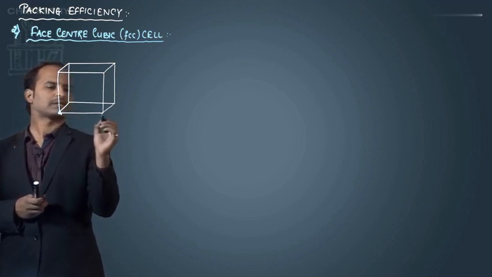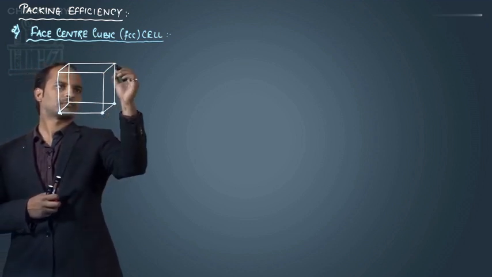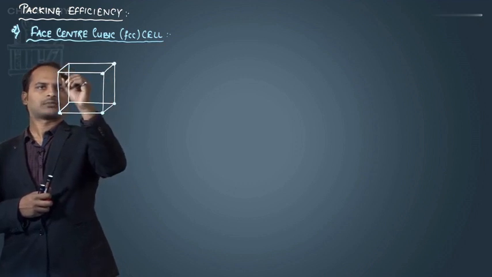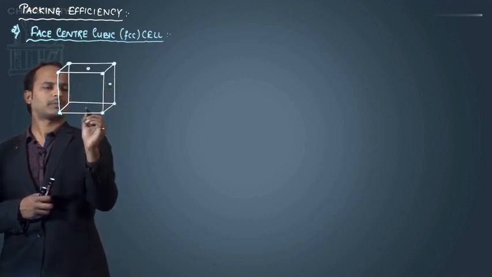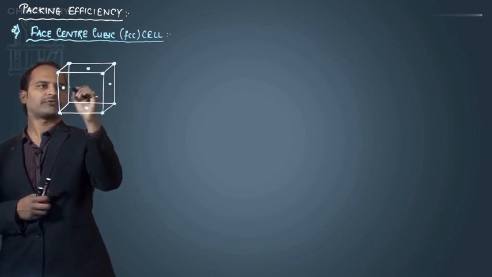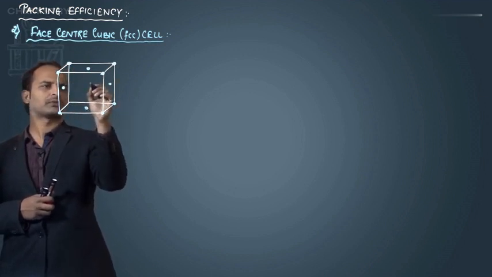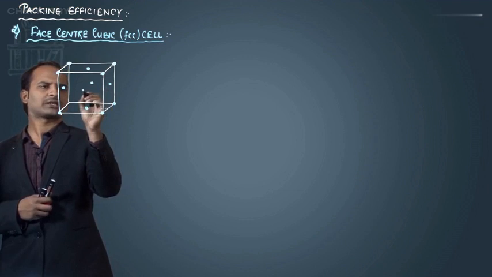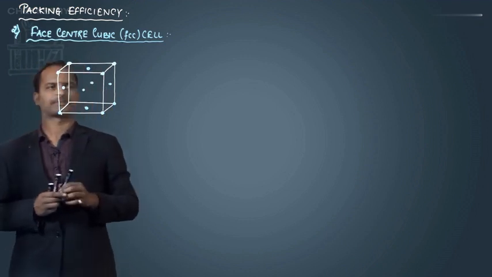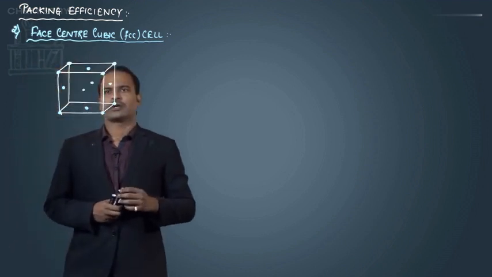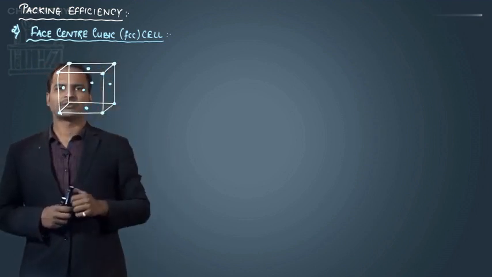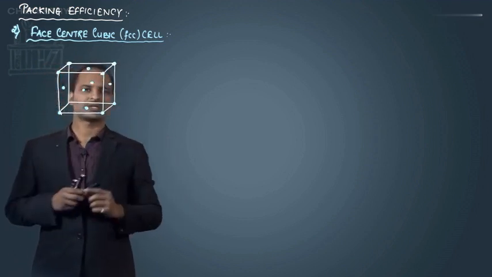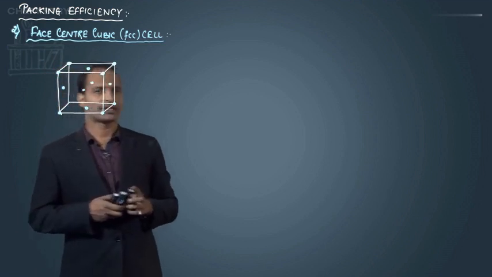So this is the face centered cubic cell. The particles are present at the corner and at the center of each face: side faces, upper and bottom, this is the back face and this is the front face center. Now here, the particle present at the face center touches all the corner particles of the same face. We have to calculate the packing efficiency here.